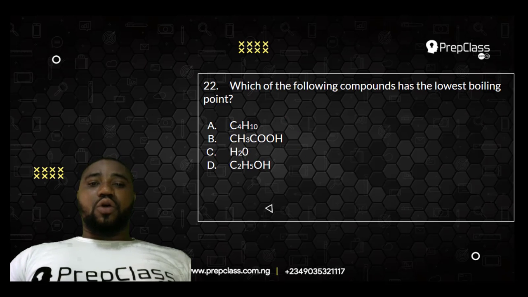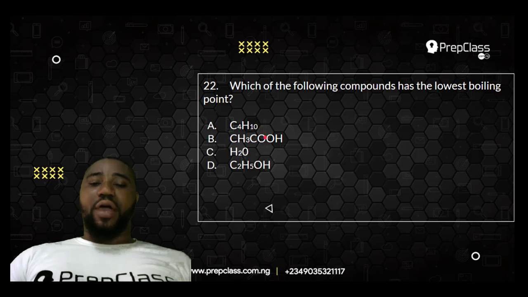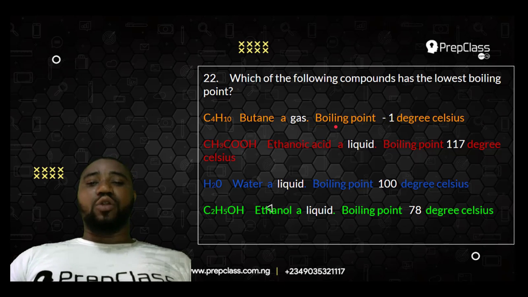Question 22. Which of the following compounds has the lowest boiling point? They just gave you the structures of these compounds, but you are not given the names. So here I have listed the names of each of these compounds and their boiling points. The first one is C4H10, and that is butane. Butane is a gas at room temperature, and because it is a gas, it has a low boiling point. You can see the boiling point is -1 degree Celsius.